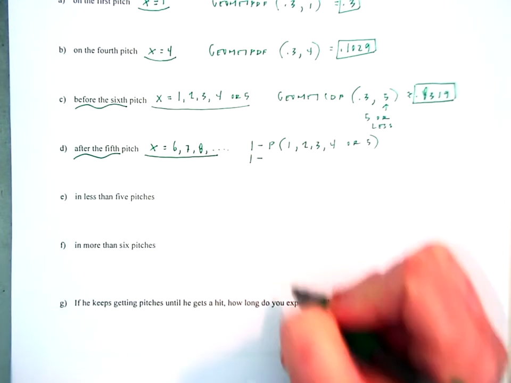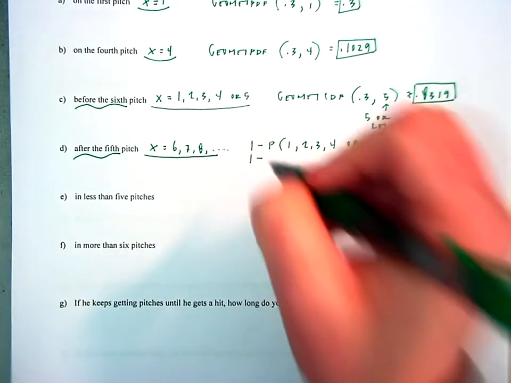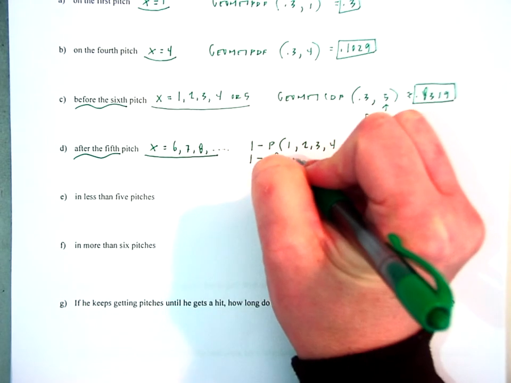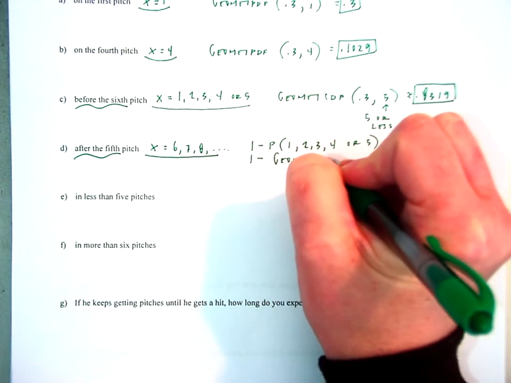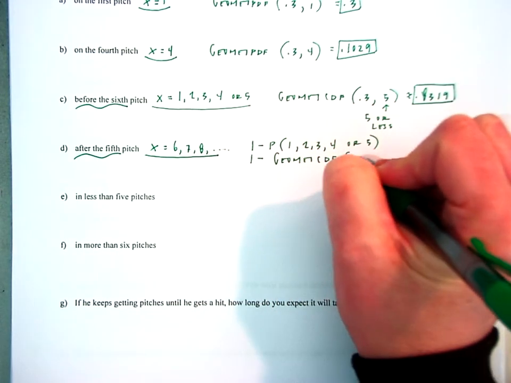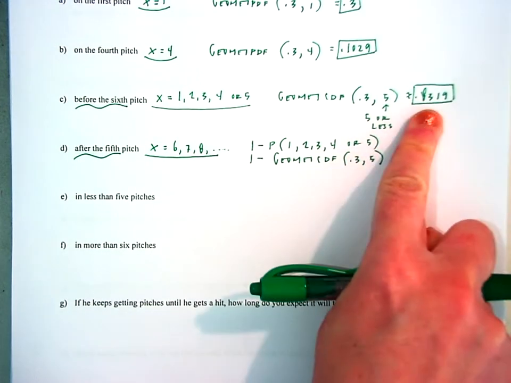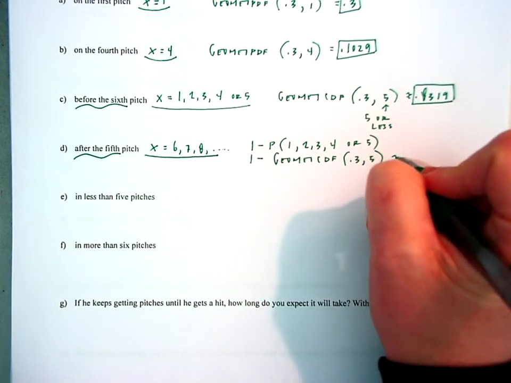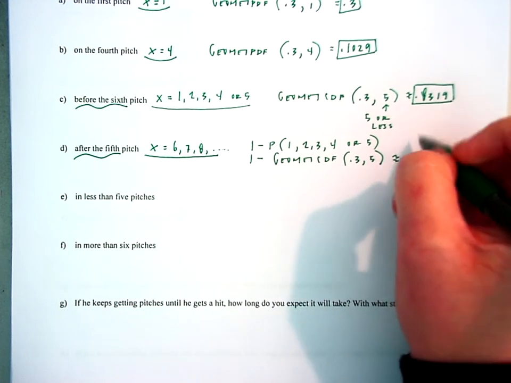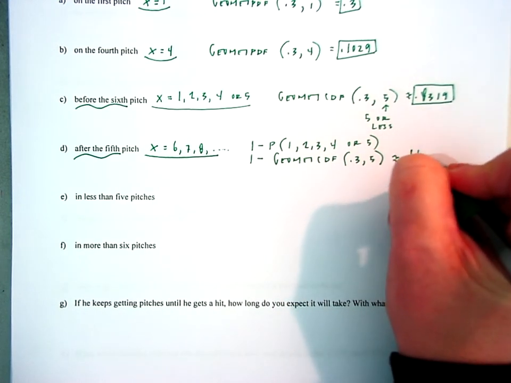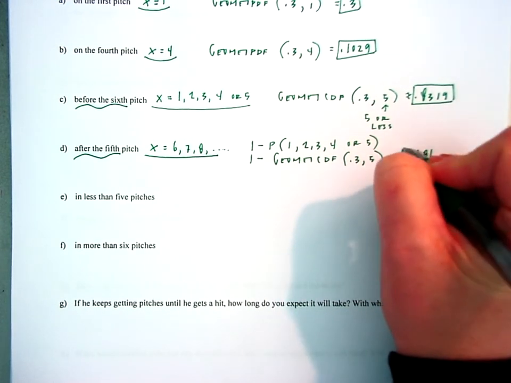Just to show you the keystrokes, it would be like 1 minus GeoMet CDF 0.3, comma 5. Okay, and again, that's what I really solved for up here. So I'm just doing 1 minus 0.8319, and I get 0.1681.